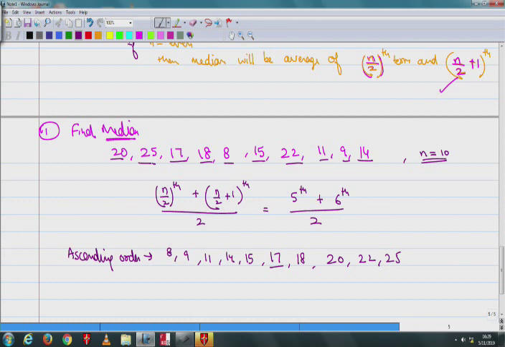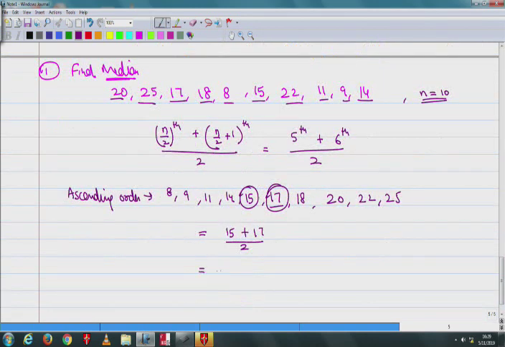Now the 5th term. The 5th term will be 1, 2, 3, 4, 5. This is the 5th term and this is the 6th term. So the 5th term is 15, the 6th term is 17. The average of these two: 15 plus 17 is 32, 32 divided by 2 is 16. So the median is 16. That is the answer. Got it, Shillong?